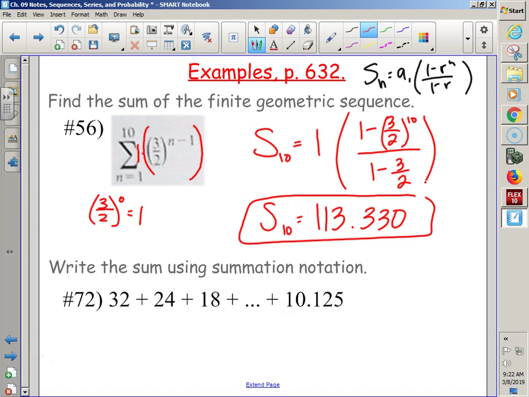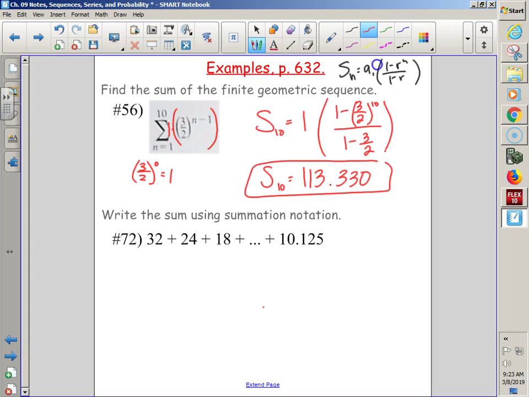Double check. Everyone okay? With the sigma and with the formula? If you're done, go ahead and try the next one. The next one says, here's the series. I've shown you all the terms. Try to write it in a sigma.